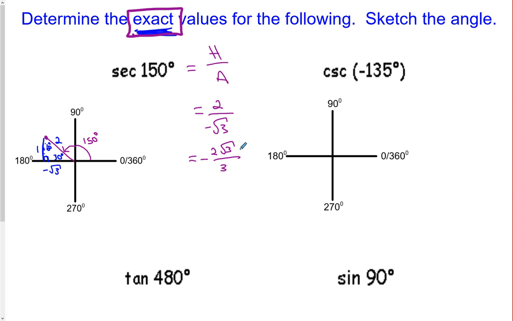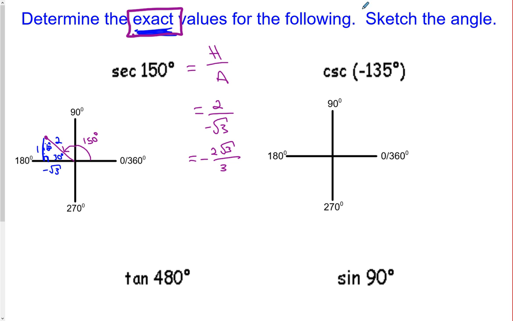Now you say that's a weird looking thing, but if you plug that into your calculator and see what you get, and then you plug in, well, you can't plug in secant 150 because most calculators don't have a secant. But if you go 1 divided by cosine of 150, you'll get the same answer. You'll get the same answer, but this is an exact one. So, whew, that's tricky.